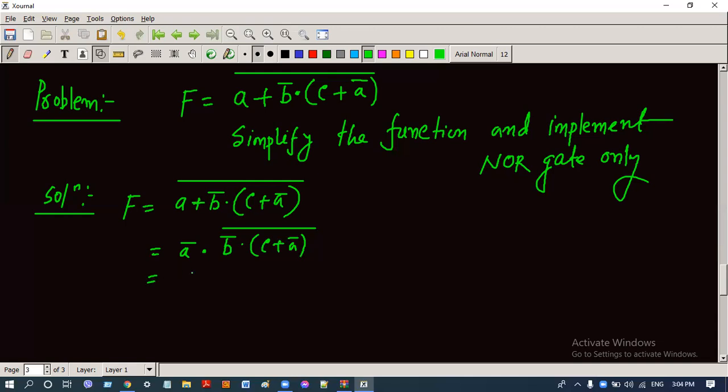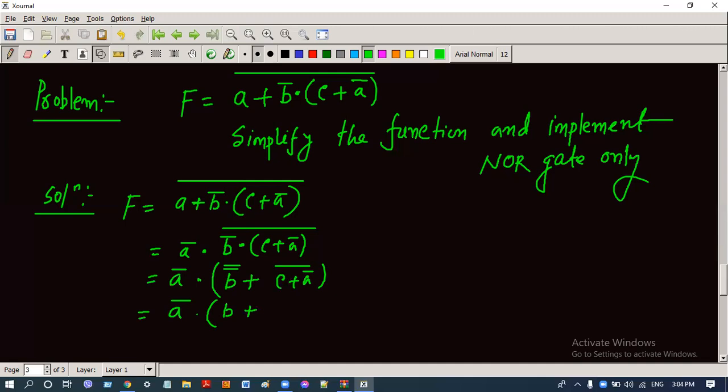Again, apply the De Morgan second theorem for the second part. So here is the dot and complement. So this dot sign is converted to plus sign. So b double complement plus (c plus a complement) whole complement. Now, a complement dot b double complement is equals to b plus (c plus a complement) whole complement.